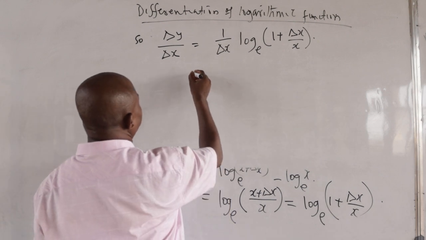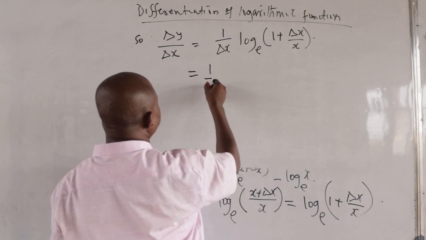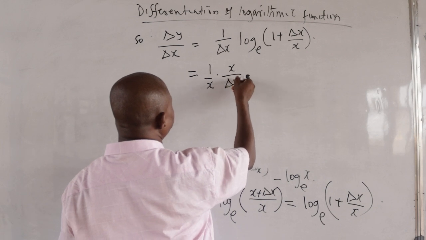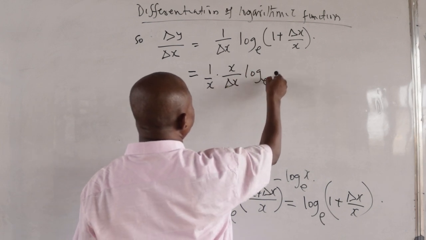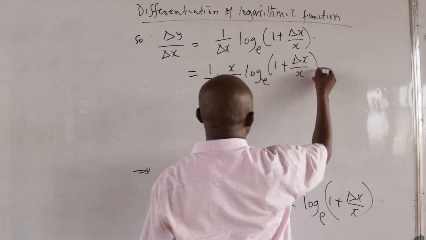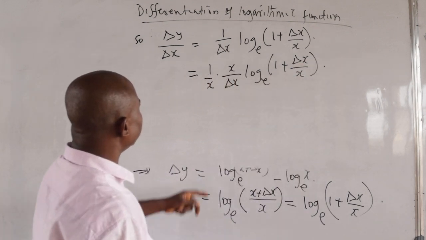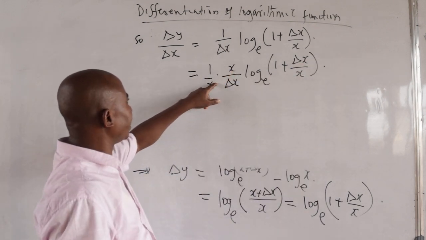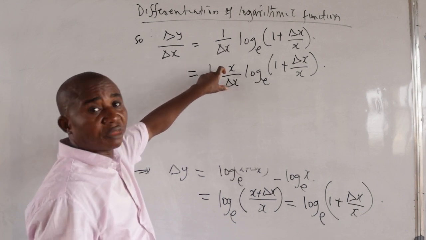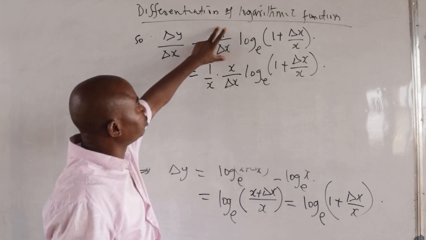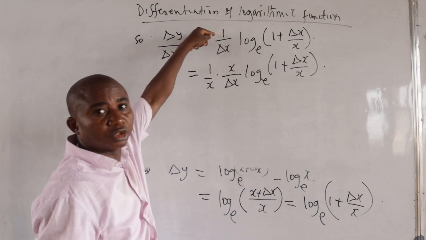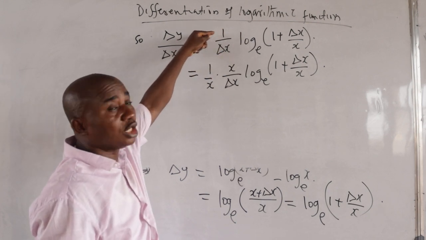This is nothing but 1 divided by x times x divided by change in x log to base e of 1 plus change in x divided by x. Because x will divide x to give me 1. 1 multiplied by any number is that number. So I have just made a simple manipulation here, but I have not changed the original equation, the original number.